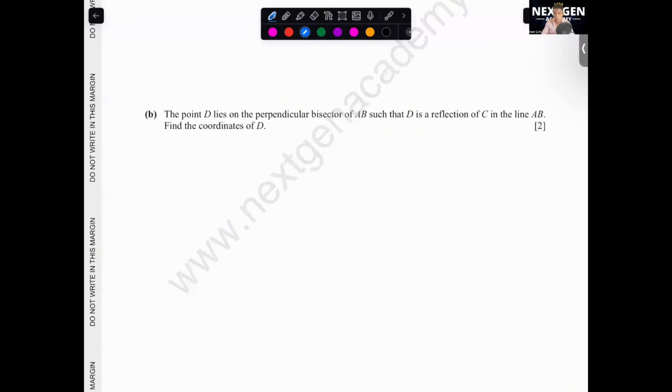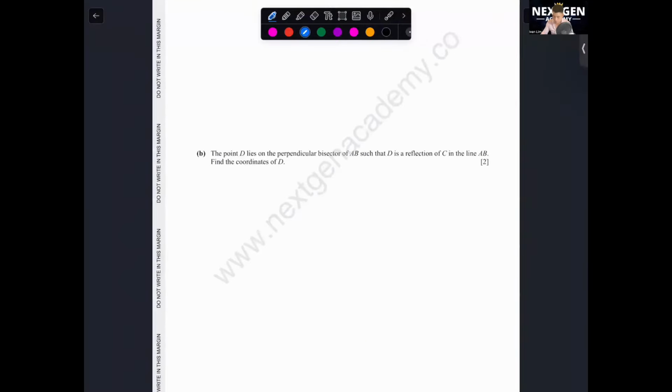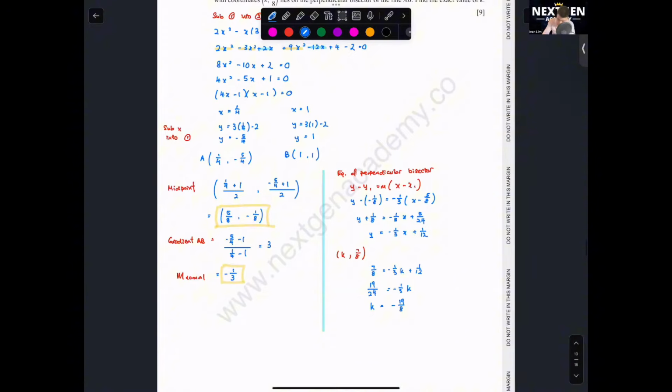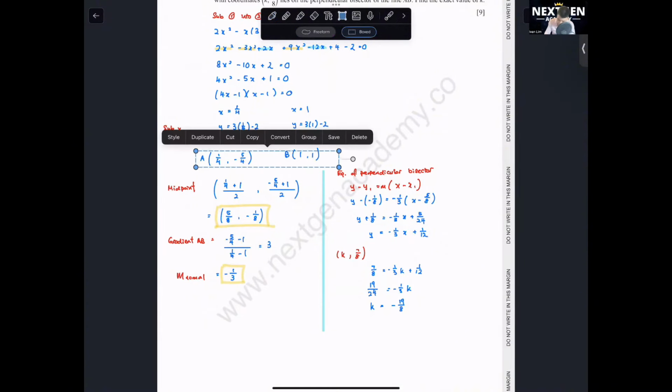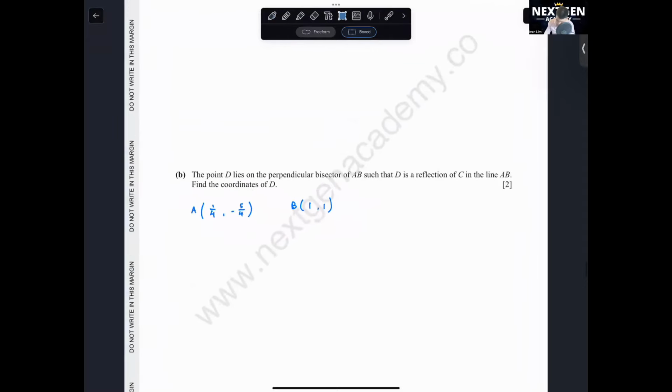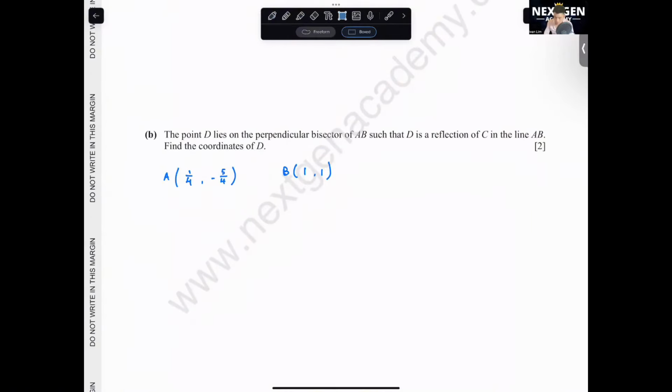Okay, so what I want you all to do is try to sketch it out first. You don't have to draw very accurately. Sketch out these 2 points first. A and B is 1/4, negative 5/4. Then the other one is 1, 1. Okay, something like this, right?